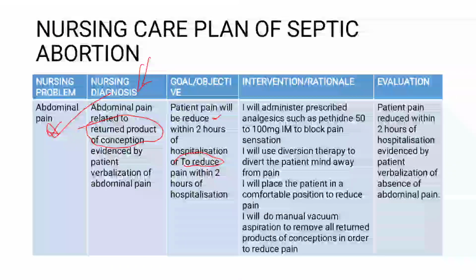In terms of interventions or rationale, you can administer analgesics, of course. Pethidine 50 to 100 milligrams IM to block pain sensation, also paracetamol 1000 milligrams to reduce pain. Apart from that, you can use diversional therapy to divert the patient's mind away from concentrating on pain. You can talk about placing the patient in a comfortable position which helps reduce pain. Also, of course, doing MVA to remove all retained product of conception so that you promote healing, and this will reduce pain.